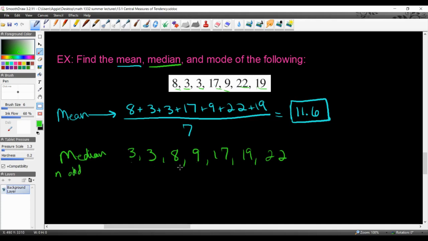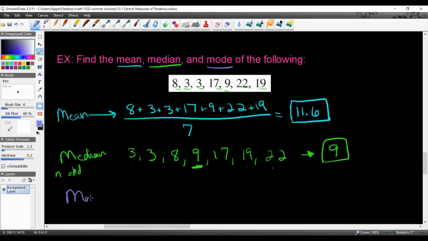So let's see, 1, 2, 3, 4. 1, 2, 3, 4. So it looks like our median, I keep saying mode, our median, our middle number is 9. So already you can see that these two are very different. Okay. And last but not least, we're going to do the mode.